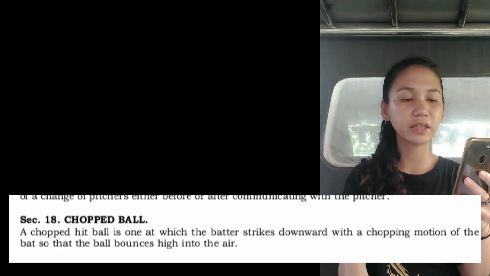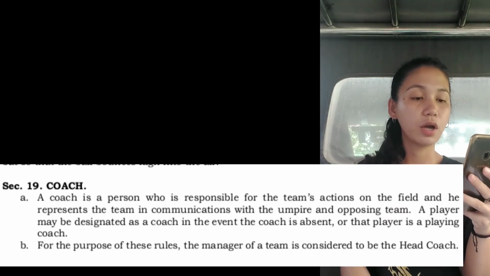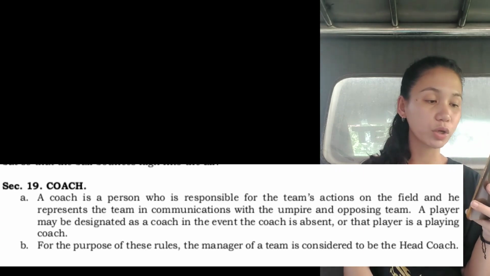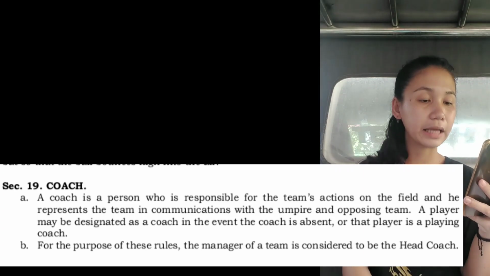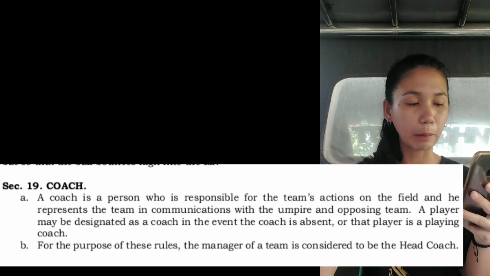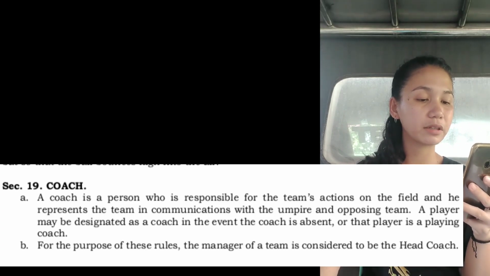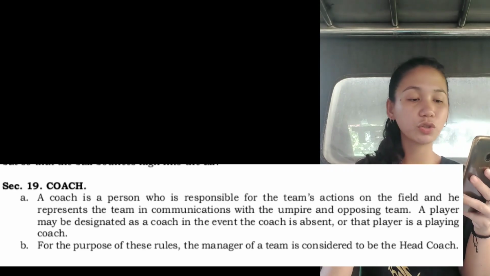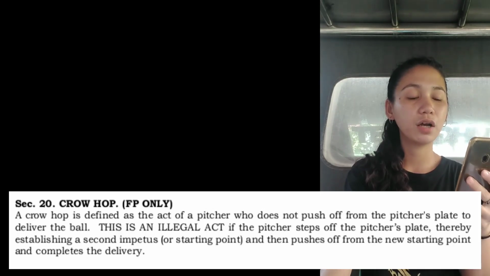So section 19, the coach. A coach is a person who is responsible for the team's actions on the field, and he represents the team in communications with the umpire and opposing team. A player may be designated as a coach in the event the coach is absent, or the player is playing coach. So, let's move on to section 20, the crow hop.